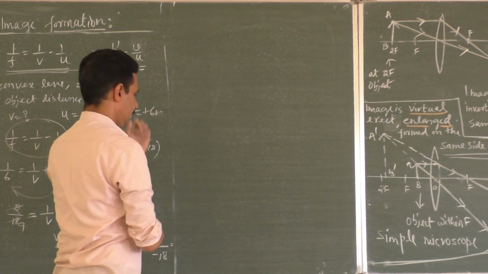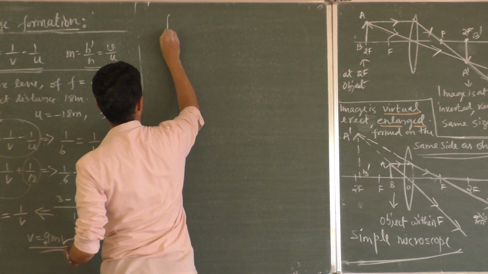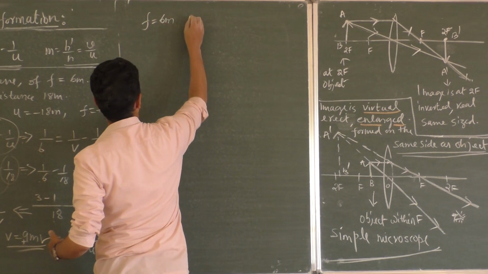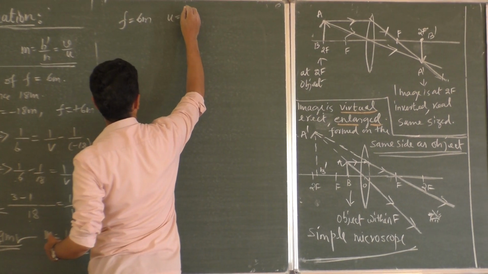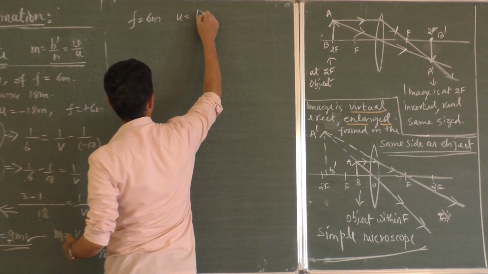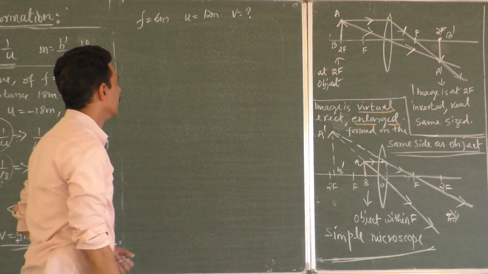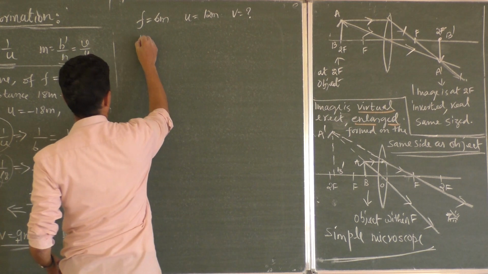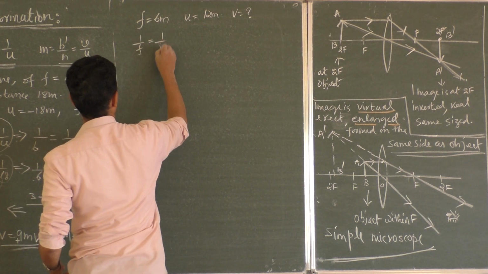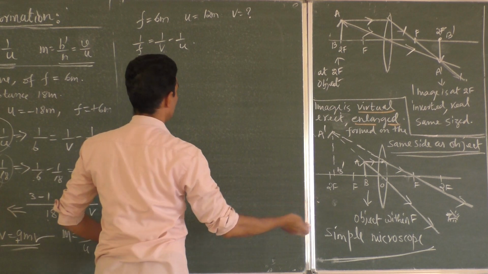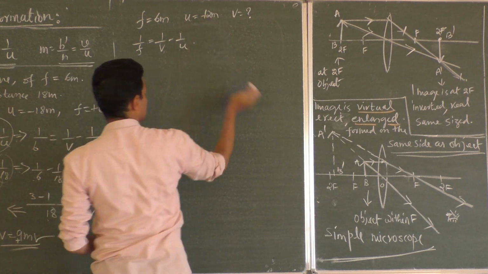I will take a lens of focal length 6 meters, and an object at a distance of 12 meters, and where is the image? Let me do it like this. 1 by f equal to 1 by v minus 1 by u. You should get v as 12 and positive on the other side. U is minus 12 because it is on the left hand side.